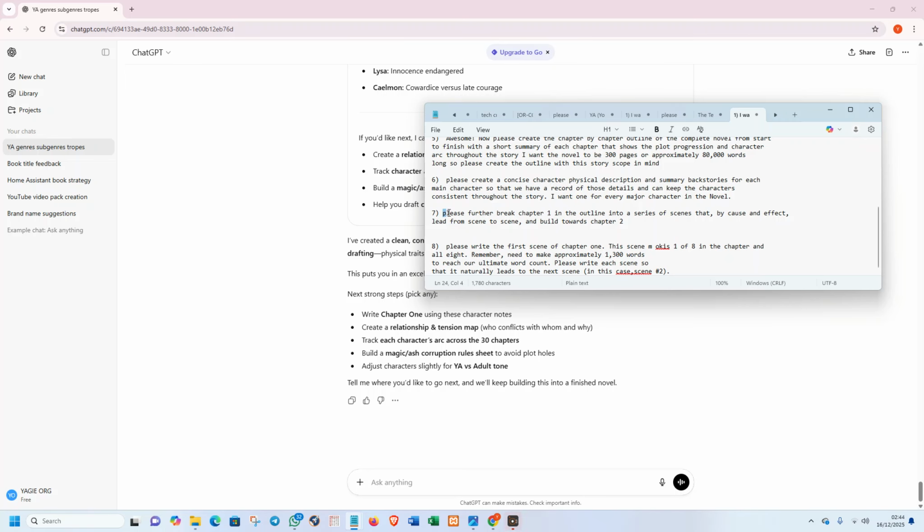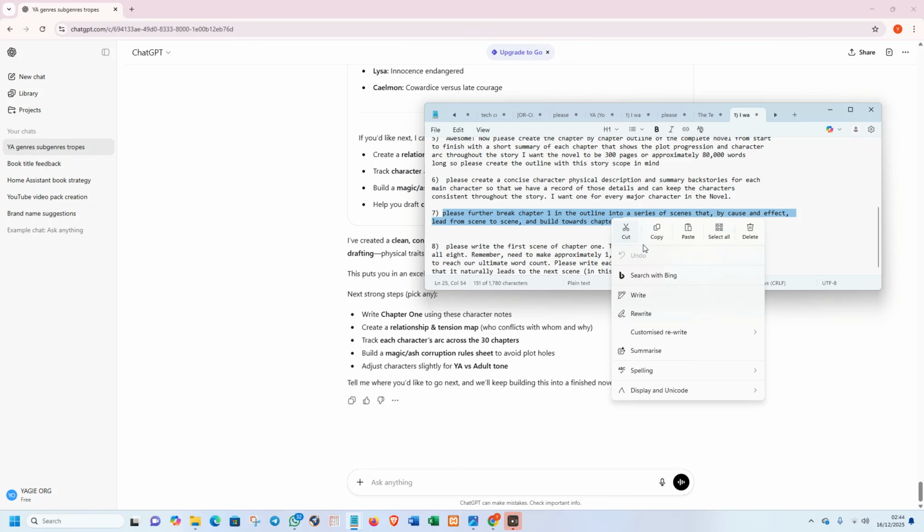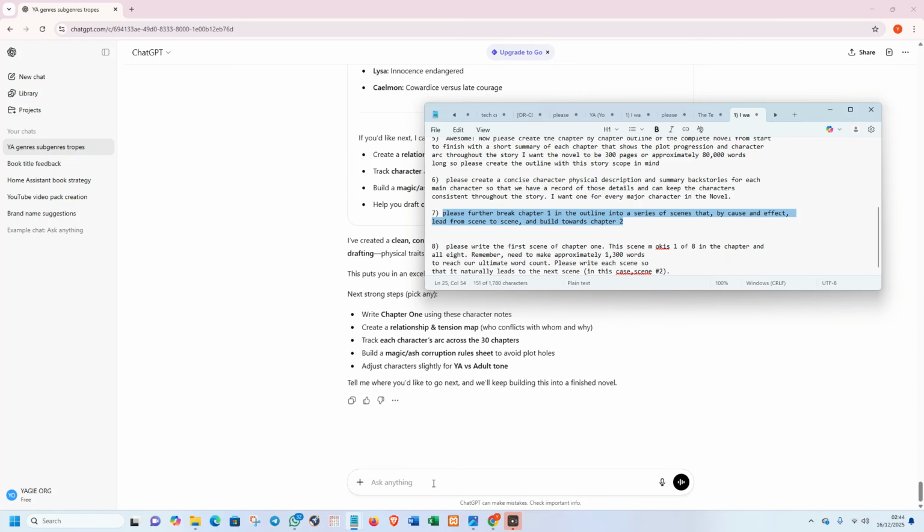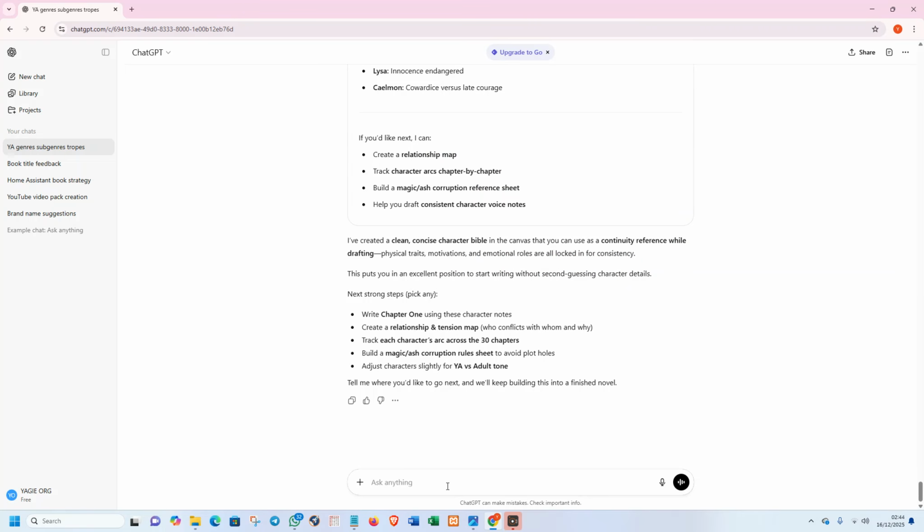So in part 4, what we are going to do is break the chapter down into scenes, which is the book outline or table of contents. We are going to break it down into scenes to help us to write.